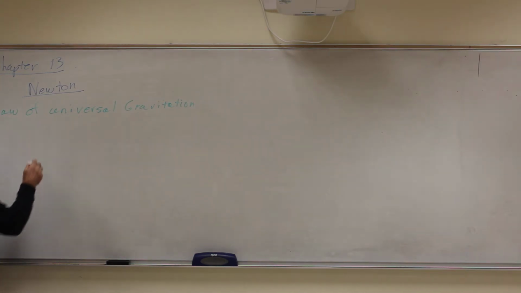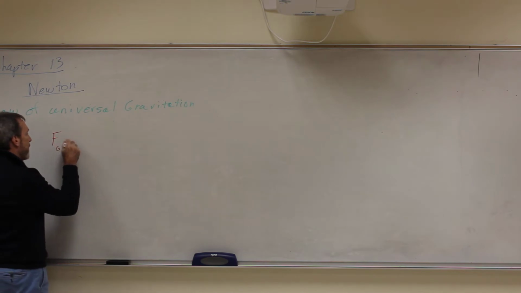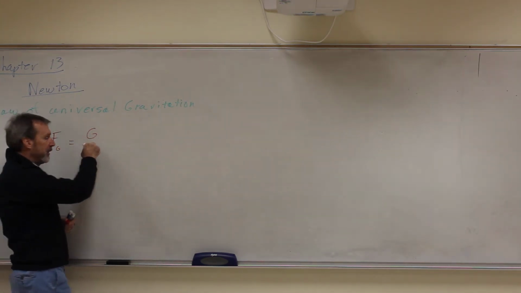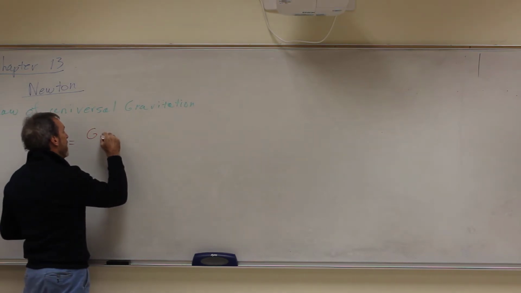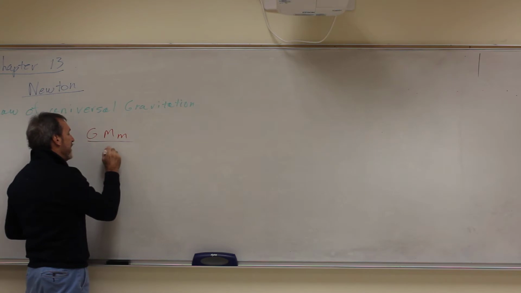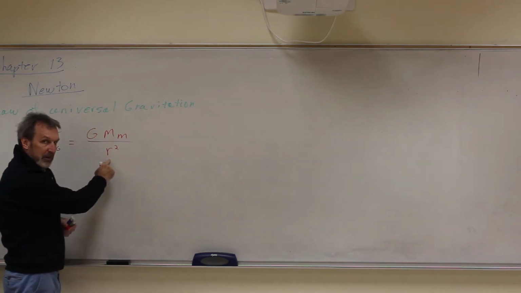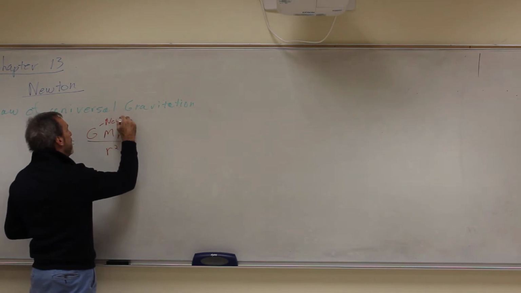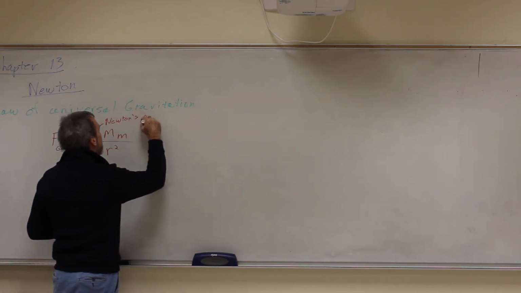But Newton came up with the formulation of gravity, and says the force of gravity is equal to G, times the mass of one object times the mass of the other object, divided by the distance between their centers of mass squared. This G is his constant. In fact, we call it Newton's gravitational constant.